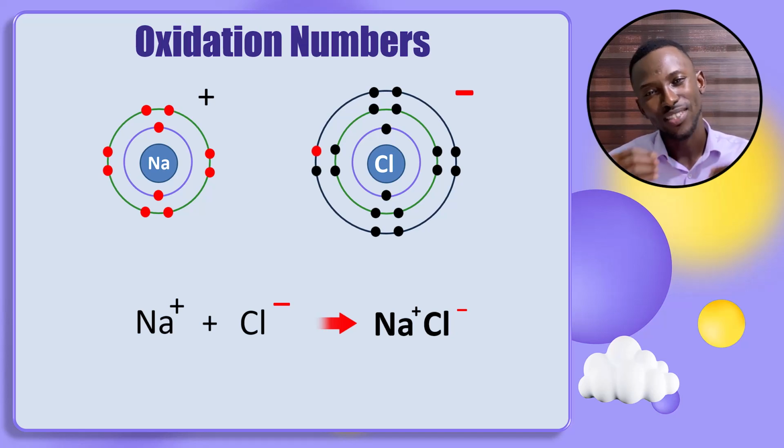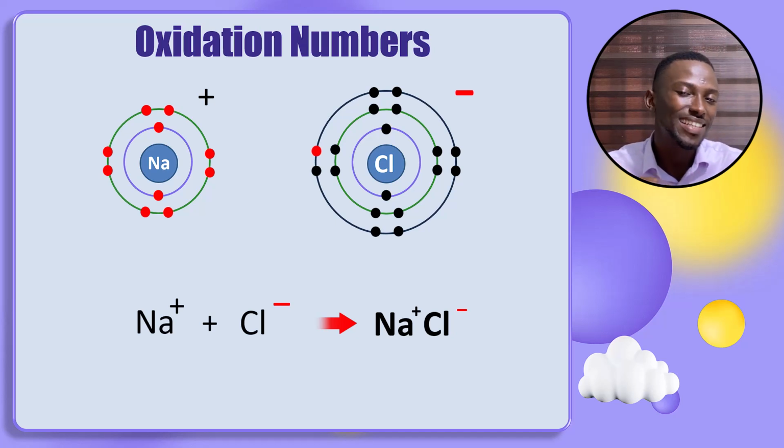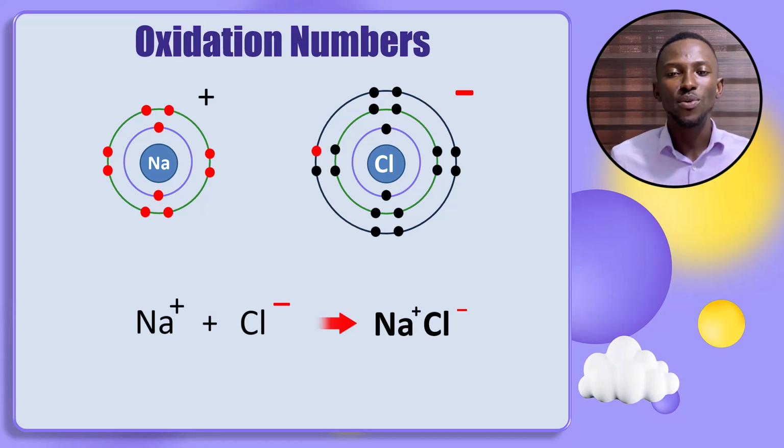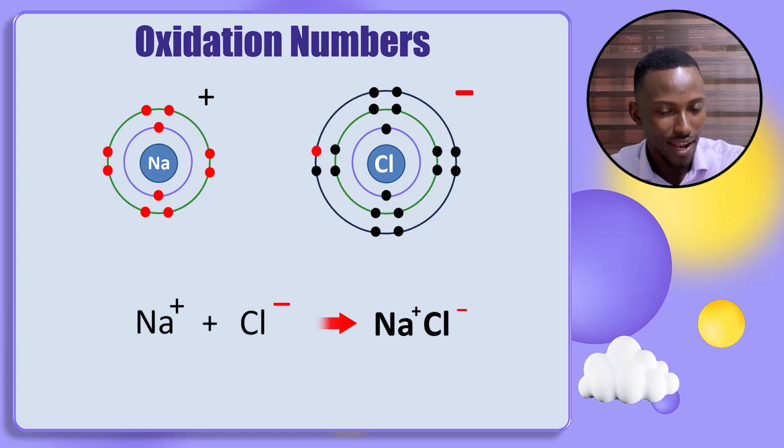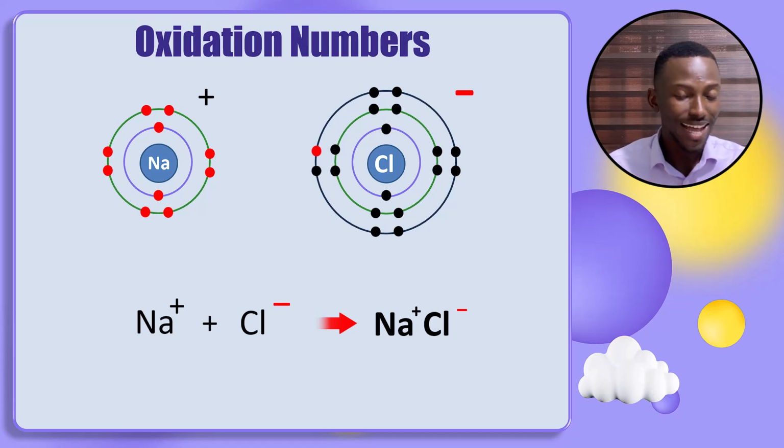Scientists use oxidation numbers to tell us that in this compound, sodium chloride, the sodium is plus, meaning it is giving its electron, and chlorine is minus because it is gaining the lost electron. So the oxidation number of each of the atoms here is simply the charge on the atom. The oxidation number of sodium is +1, and the oxidation number of chlorine is -1 in this example. That's a simple explanation of what oxidation numbers mean.